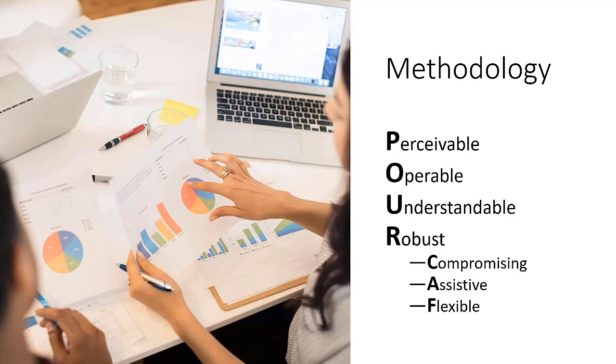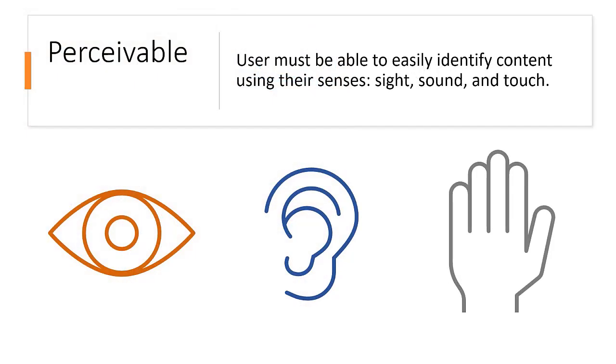You want to make sure your charts are perceivable, operable, understandable, and then under robust, you also have 3 additional areas to check, which are compromising, assistive, and flexible. You want your charts to be perceivable. In other words, anyone viewing them should be able to easily identify content using their senses.